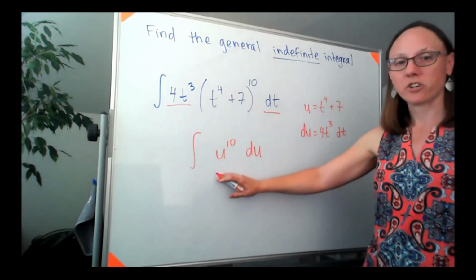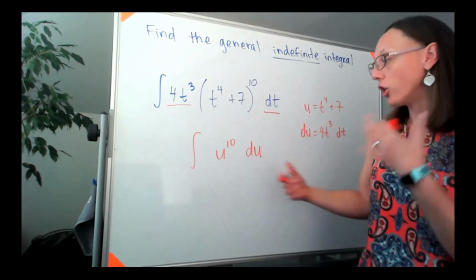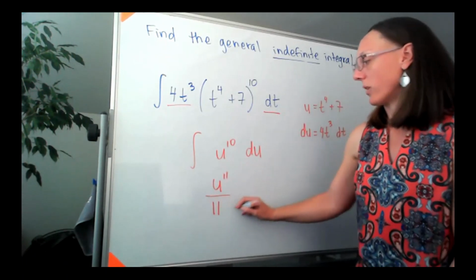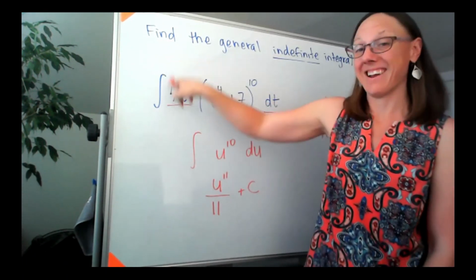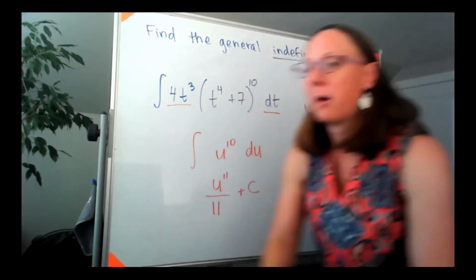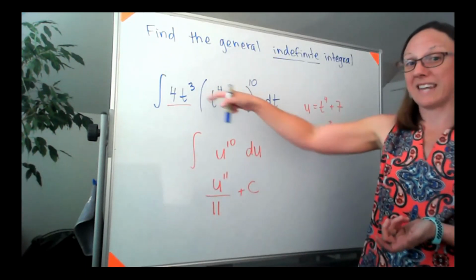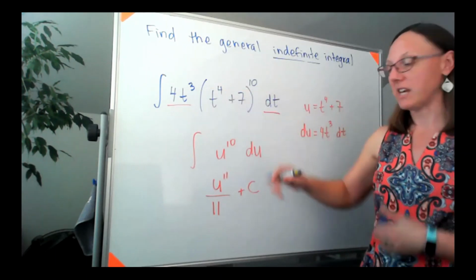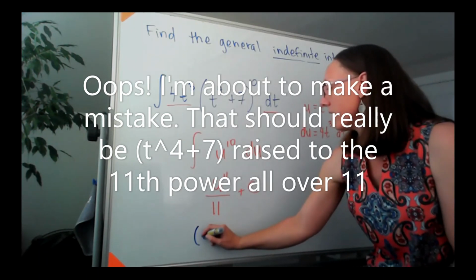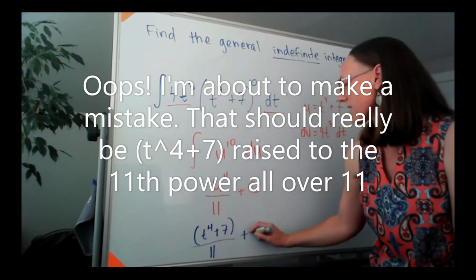I'm going to answer the question in my simplified language, meaning we're going to find the antiderivative in our u language. So I'm going to add 1 to the exponent, divide by the new exponent, plus a constant because it's not a definite integral. And then my last step, I've got to convert this back so that it's written in the same language that the question was asked in. It was asked in the language of t's. I need to take it back to the language of t's. So I would have t to the 4th plus 7 all over 11 plus a constant.